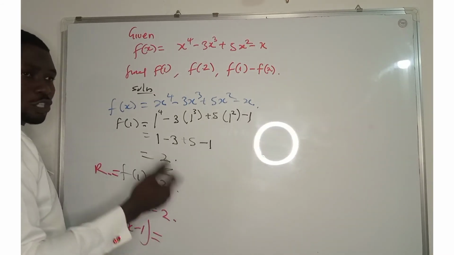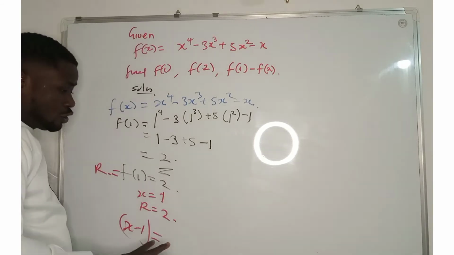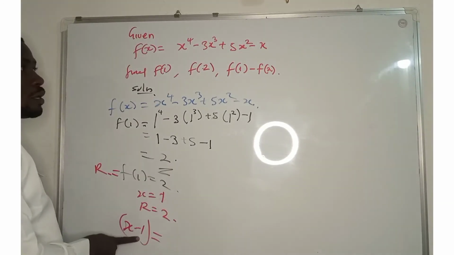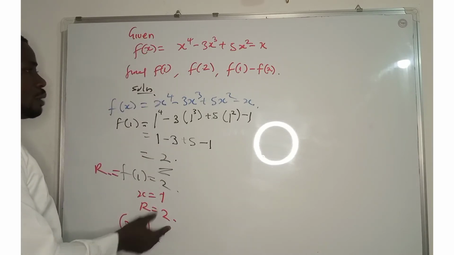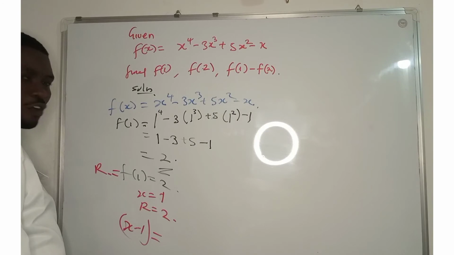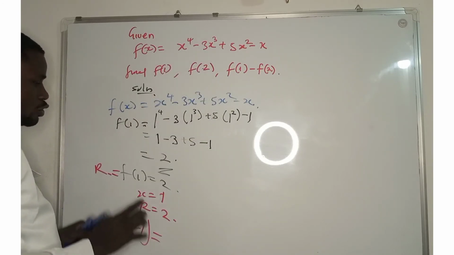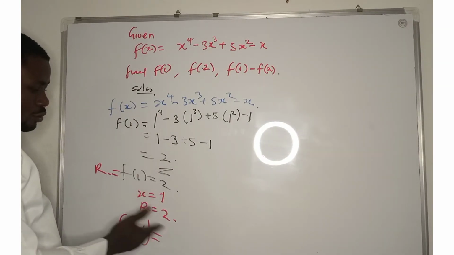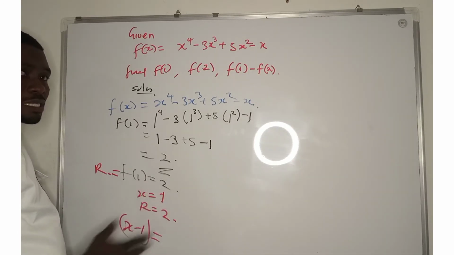I have a video on how to divide a polynomial using the long division method. If you apply that with x minus 1, you will notice that the remainder is 2. But instead of going through that lengthy process of long division, you just use the remainders. This is what we call the remainder theorem, and with that, you'll be able to get the remainder straight up. It's as simple as that.